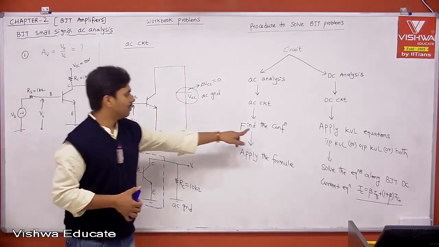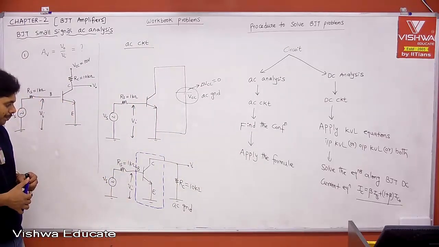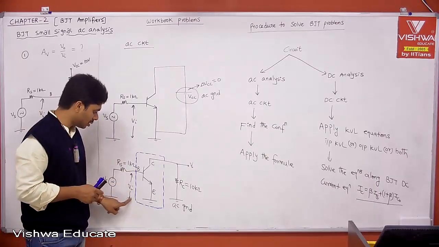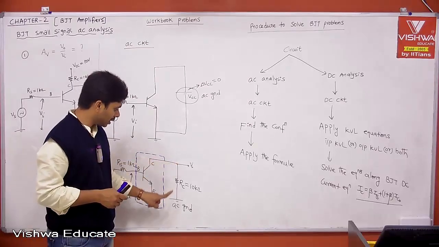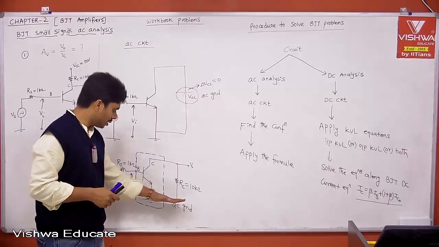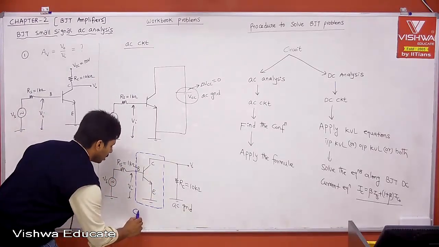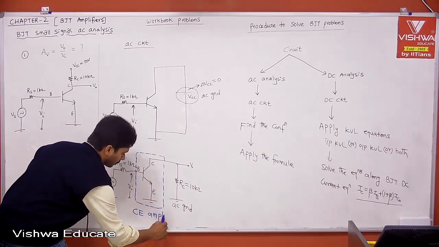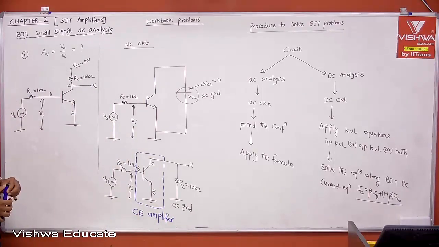The next step is to find the configuration. Where are we applying the input voltage? We are applying the input voltage at the base with respect to ground. Emitter is at ground. Taking output at collector with respect to ground. Emitter is at ground. Therefore, for both input and output, the emitter is common. Therefore, this is a common emitter amplifier, or CE amplifier, right?